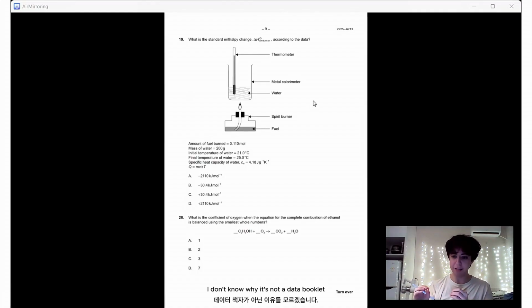I don't know why it's not a data booklet, and I'm not going to lie, I actually didn't notice this until I was taking this exam myself. I was like, wait, is that not a data booklet? That explains why students keep forgetting it. I feel bad because I've written on students' exams.